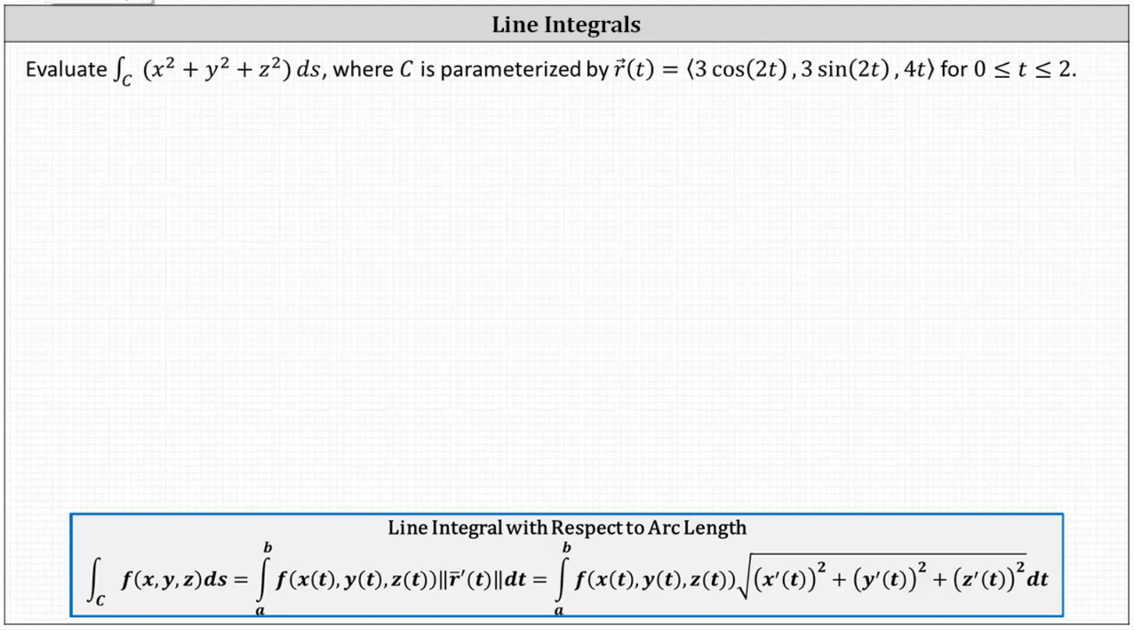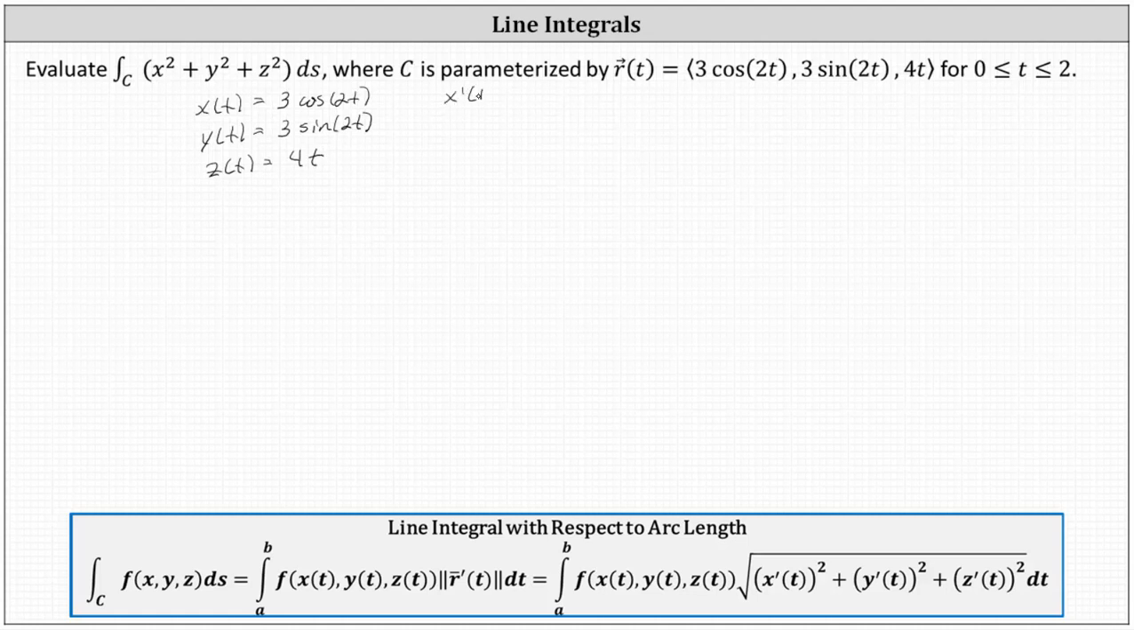To begin, x of t equals 3 cosine 2t, y of t equals 3 sine 2t, and z of t equals 4t. Let's also find the derivatives.